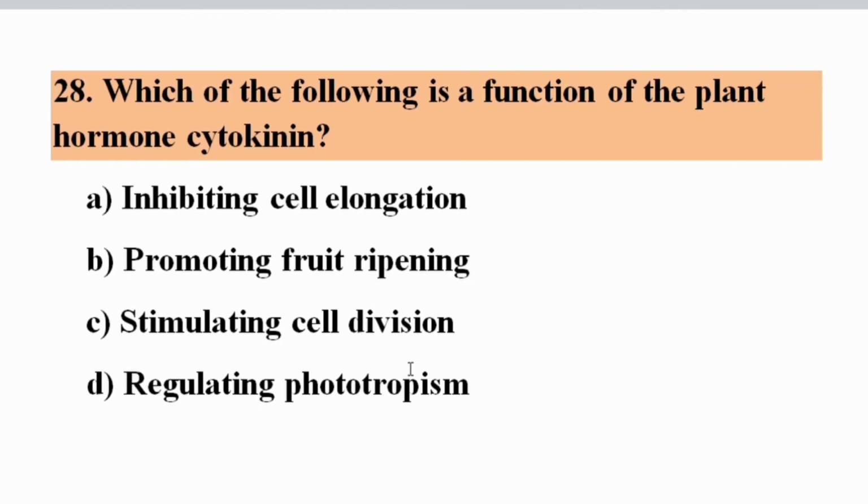Which of the following is a function of the plant hormone cytokinin? The right option is Charlie, stimulating cell division.